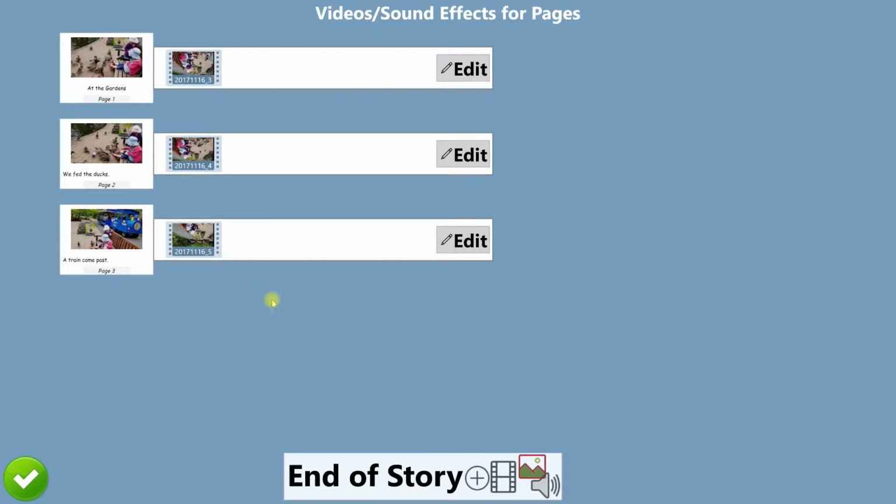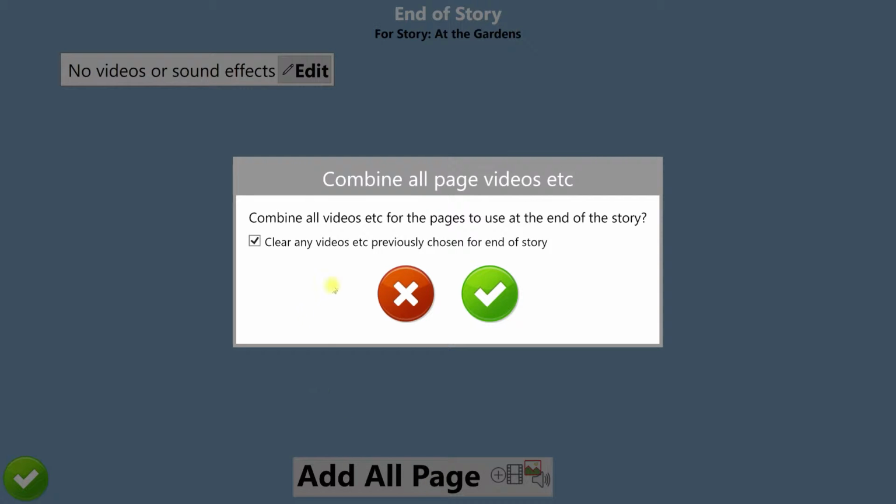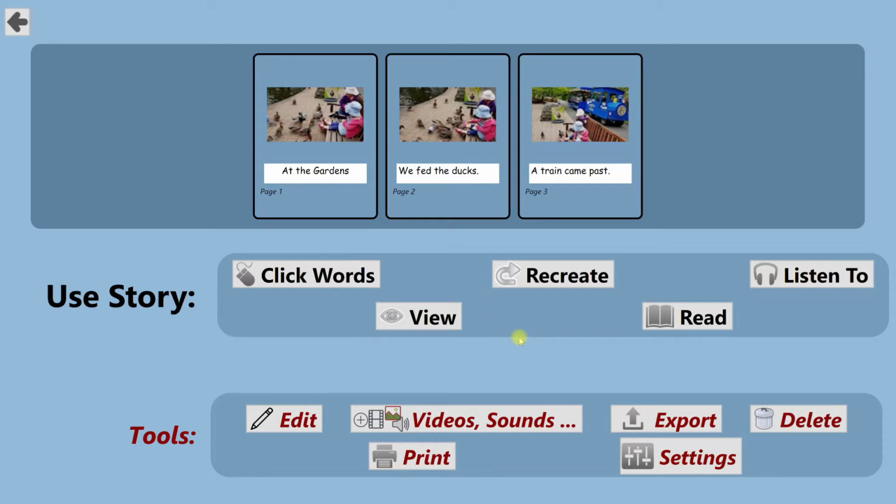And then at the end of the story, you can have all of those videos playing. It's a bit like a reward for having worked with a story, that the student gets to see all the videos all together. Video is very, very motivating. So click on End of Story, and it's going to add all the videos of each page in one to play at the end of the story. So let's do that. Add all page. It's going to combine all the videos. You say yes, and that's all you need to do. It's done. So let's have a look.